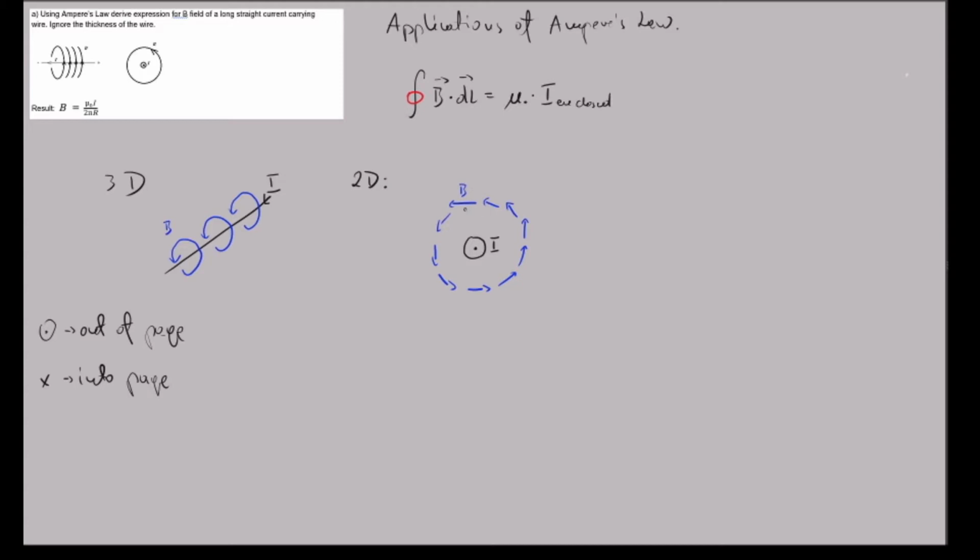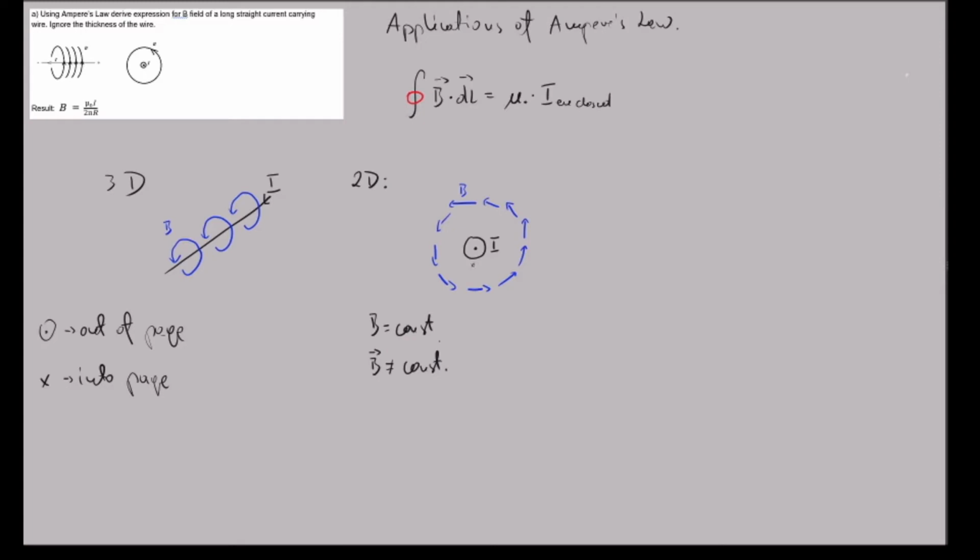It has the same magnitude at every point along this circle. So the magnitude stays the same. Let me put this here on the bottom. The magnitude of B stays the same, so B is constant. But the direction of the magnetic field does not stay the same, and therefore the vector B is not constant. Magnitude stays the same, but the direction doesn't. All right, so we have that.